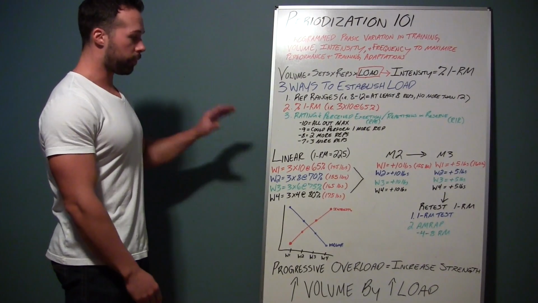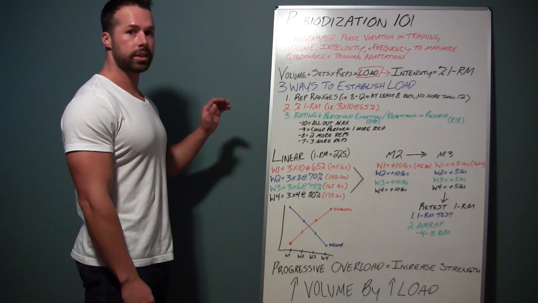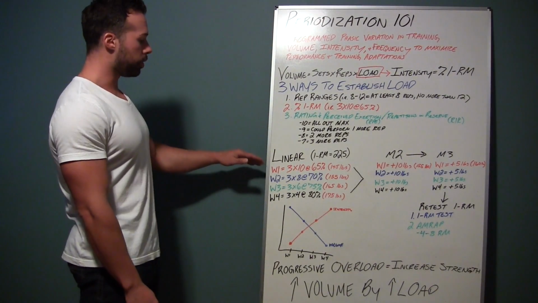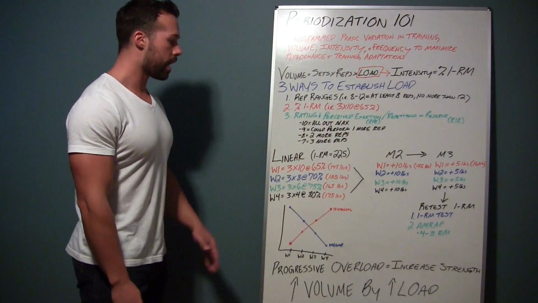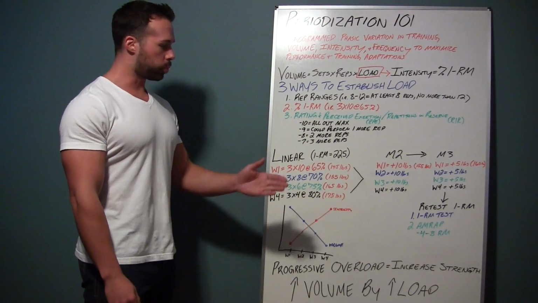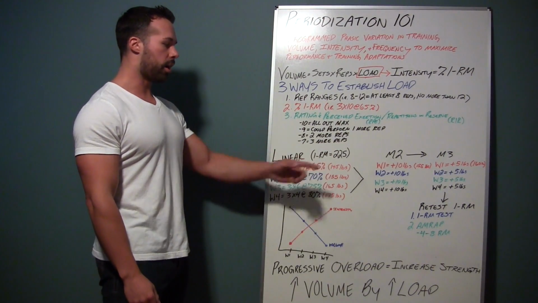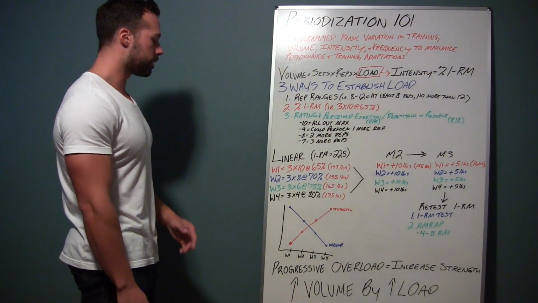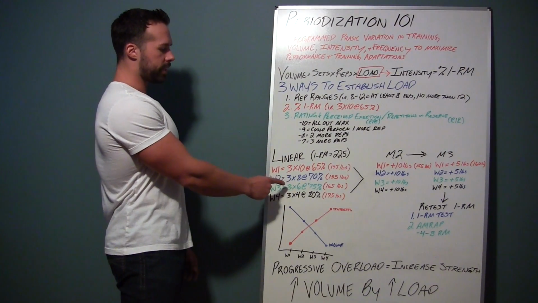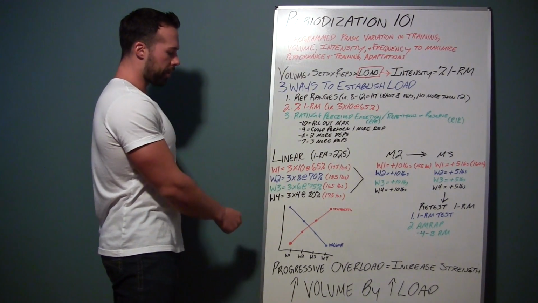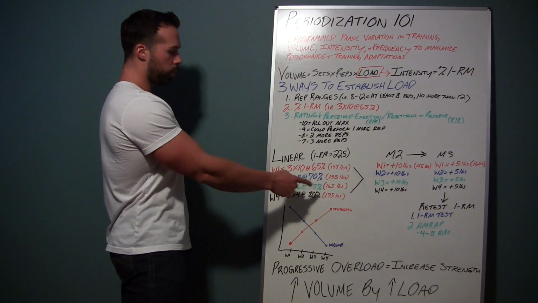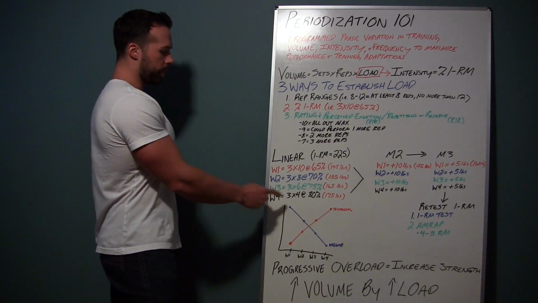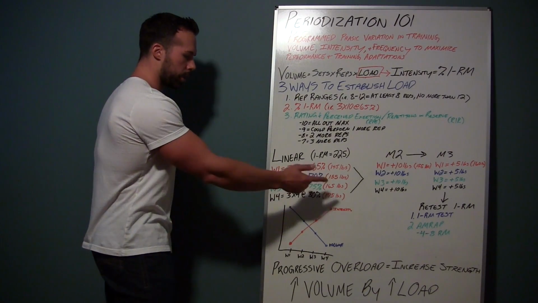Week 1, your volume is going to start out highest and your intensity is going to start out lowest. So you're going to do 3 sets of 10 reps at 65% of your 1 repetition max. If your 1 repetition max is 225, 65% would be about 145 pounds. Week number 2 would be 3 sets of 8 at 70% of your 1 RM. Week number 3 would be 3 sets of 6 at 75% of your 1 RM. And week number 4 would be 3 sets of 4 at 80% of your 1 RM.